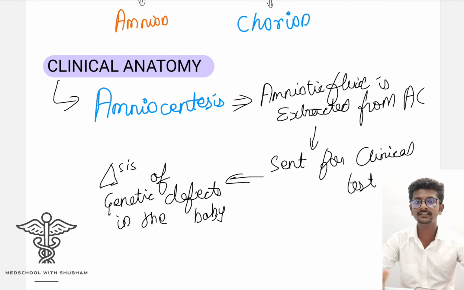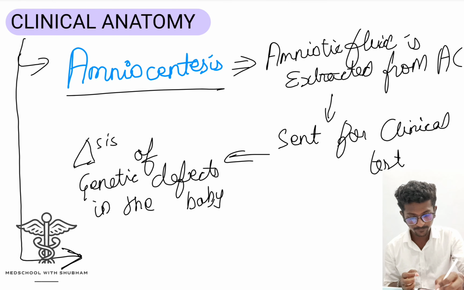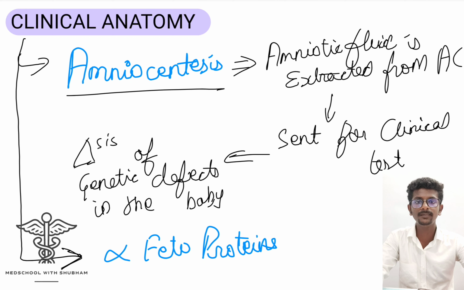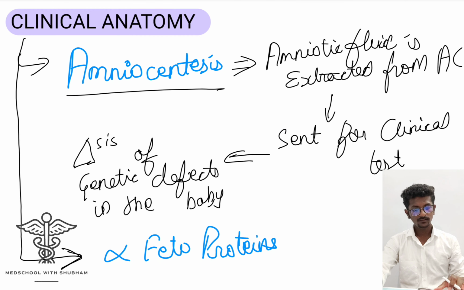So what is the next thing? With the same process of amniocentesis, it can also be used for estimating the level of alpha fetoprotein. Now these alpha fetoproteins are also present inside this amniotic fluid. If the levels of the alpha fetoproteins are high, then there are chances that the baby can develop neural tube defects in the future. Therefore, this can also be diagnosed in the early stage. So this is about the clinical anatomy of these things.